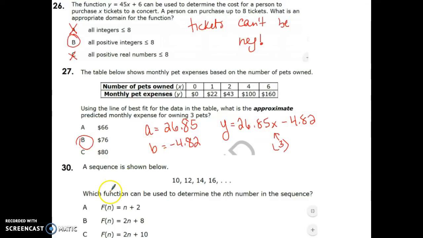Okay? And the last one, which function can be used to determine the nth number in the sequence? Well, this is the first number, this is the second number, this is the third number, this is the fourth number. Okay? So it is clear that we're adding 2 each time. And so if you want to go back to the beginning, this is the first number. The 0 number would be 8. So a linear function will have, I'm adding 2 each time. That's the slope. Technically, that's the slope. This is my y-intercept, because this is linear. We're not multiplying. And therefore, we get y equals 2x plus 8, or f of n equals 2n plus 8.